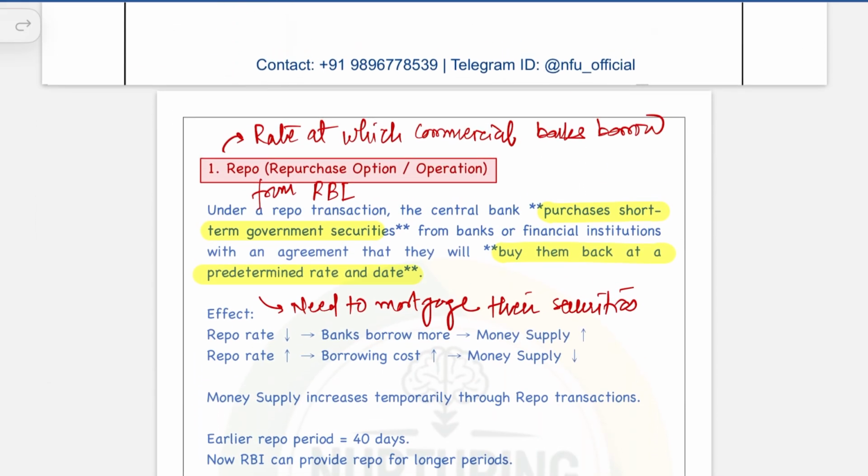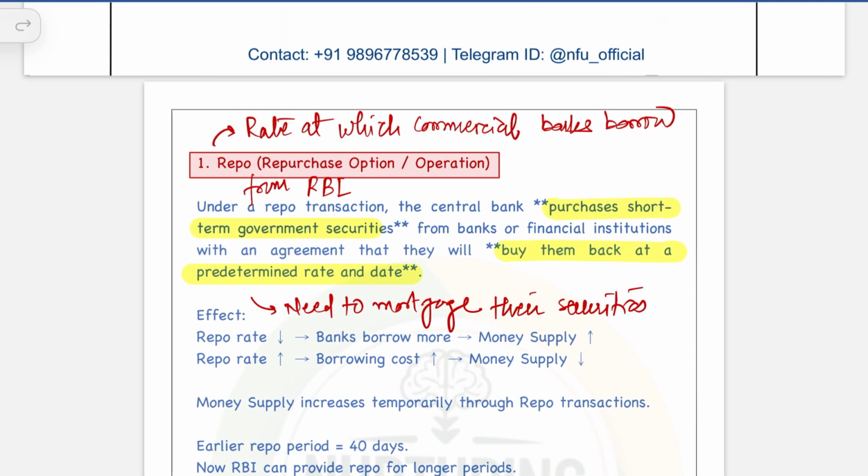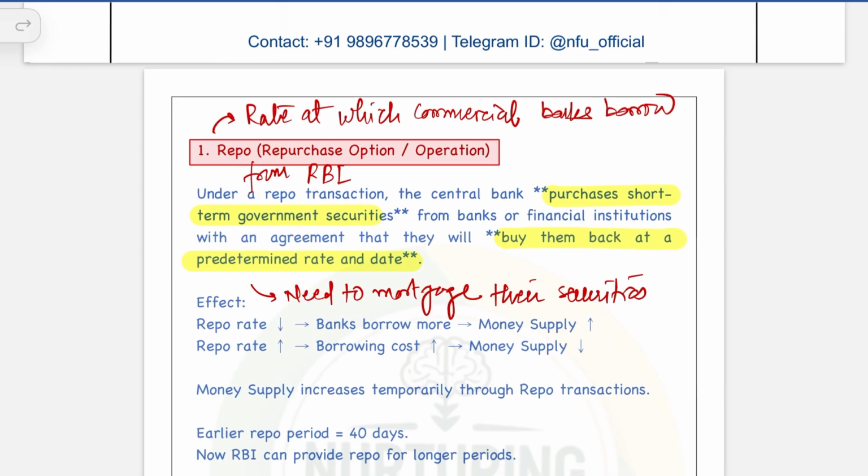Repos are called repurchase options, and then there is a repo rate. So first understand what repo is, what are repurchase options or operations. So repo is a process whereby central banks purchase short-term government securities from financial institutions or banks with an agreement that they will buy them back at a predetermined rate or date.